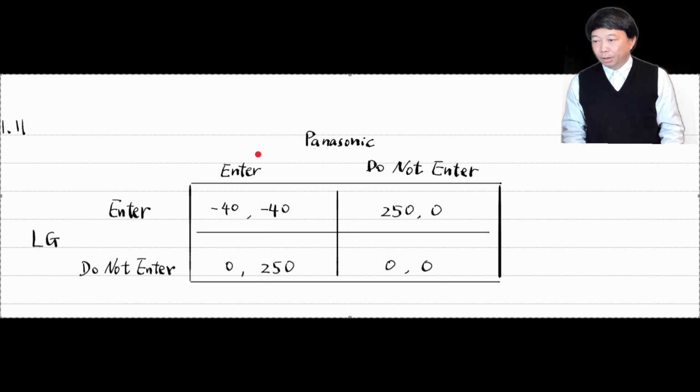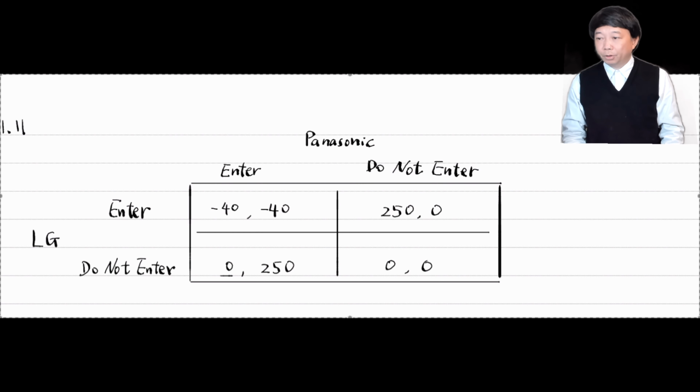Suppose Panasonic chooses to enter the market. LG gets minus 40 if it enters the market. It gets 0 if it stays out of the market. LG's best response is to stay out of the market. We underline its payoff 0.